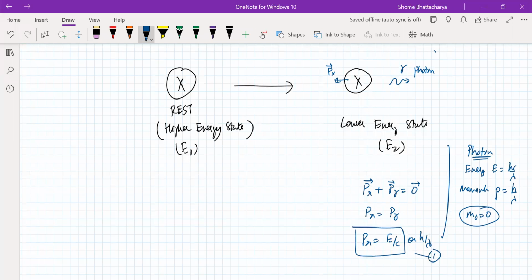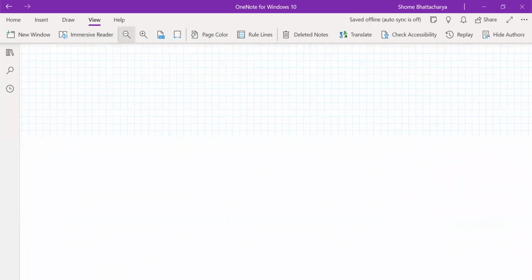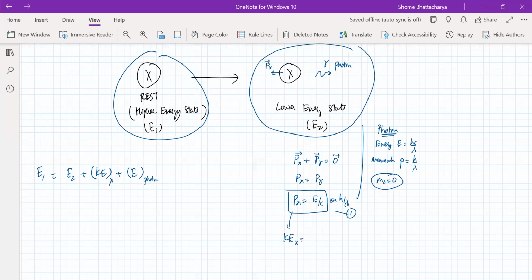Now what is happening? The total energy has to be conserved. So this higher energy state is converting into a lower energy state and releasing this much energy. It is releasing the kinetic energy of the X nucleus plus the photon energy. So this is where it will come in. If the X nucleus has momentum equal to this much, what about its kinetic energy? Yes, sir. So E1 will become equal to E2 plus E by C whole square divided by 2 times mass of that nucleus, whereas energy of the photon is already this much. So this is this plus this.